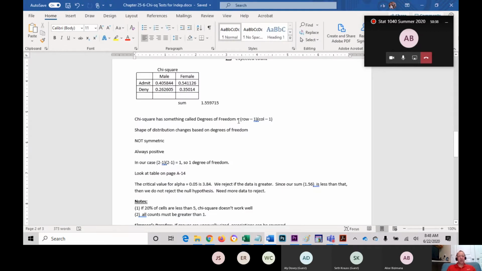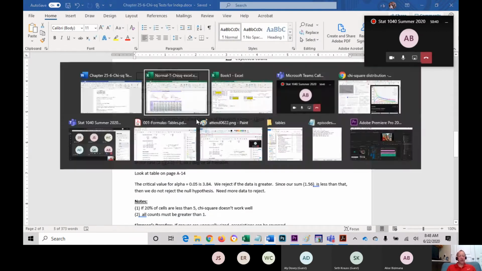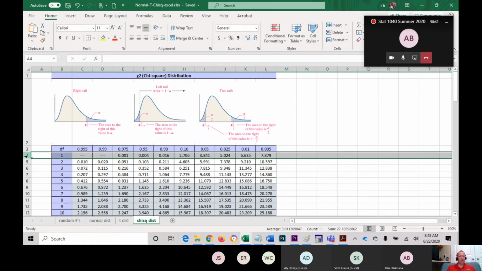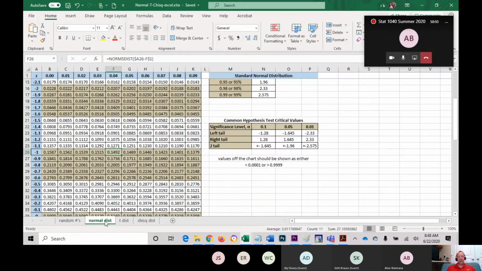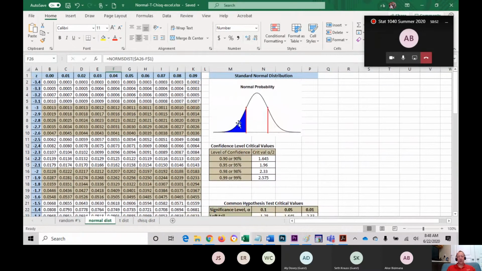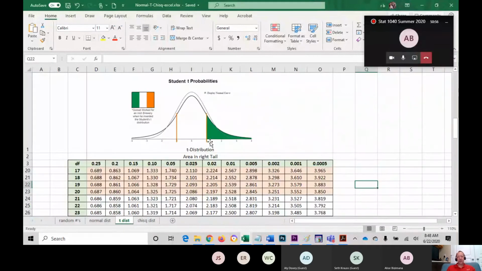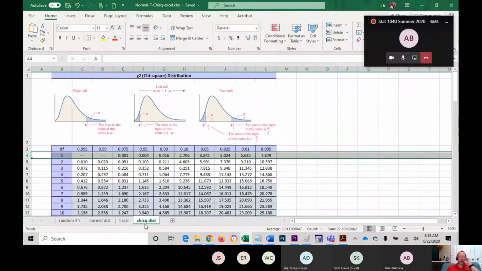Now, our degrees of freedom, once again, is 1 degree of freedom. So we're going to be looking at the top line, okay? So this tells you the area to the right. Like the normal distribution tells you the area to the left. T-distribution tells you the area to the right. The chi-square distribution also tells you the area to the right, okay?